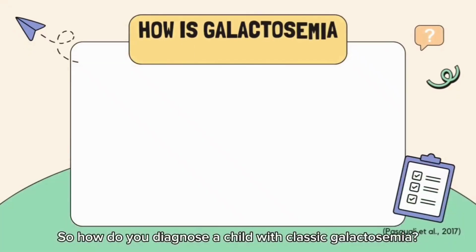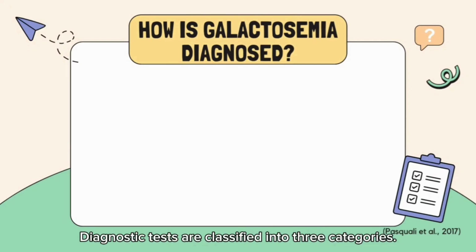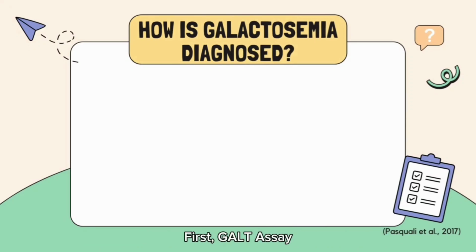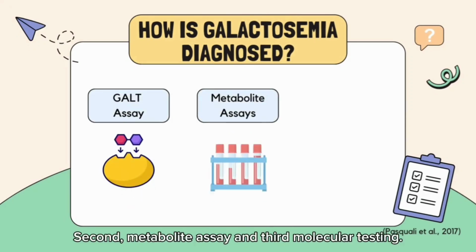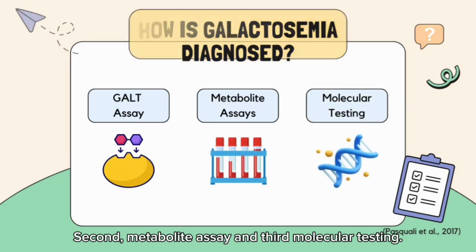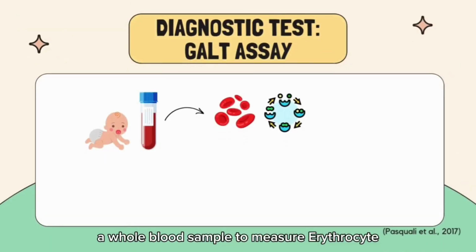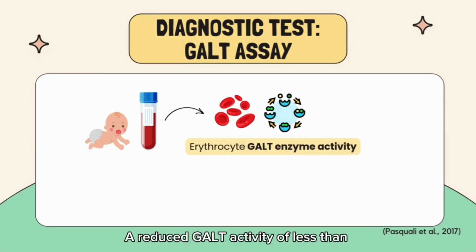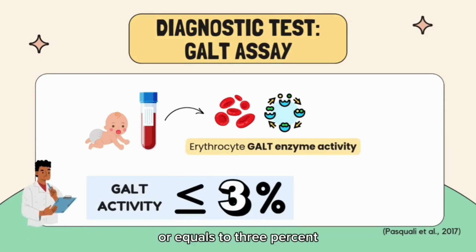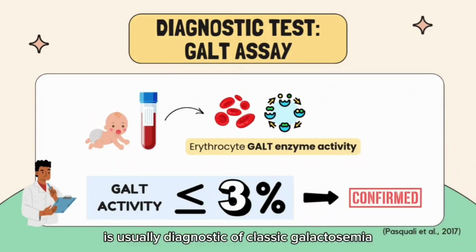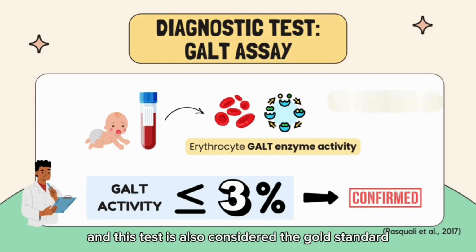So how do you diagnose a child with classic galactosemia? Diagnostic tests are classified into 3 categories. First, GALT assay, second, metabolite assays, and third, molecular testing. In GALT assay, doctors will request a whole blood sample to measure erythrocyte GALT enzyme activity. A reduced GALT activity of less than or equal to 3% is usually diagnostic of classic galactosemia, and this test is also considered the gold standard.